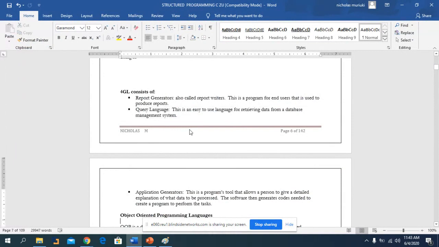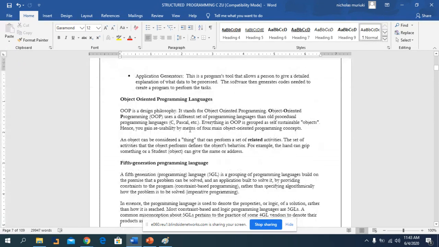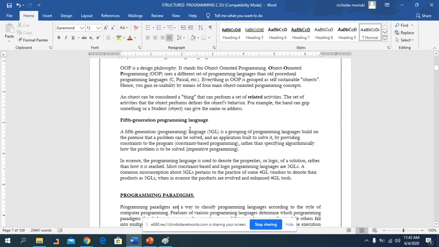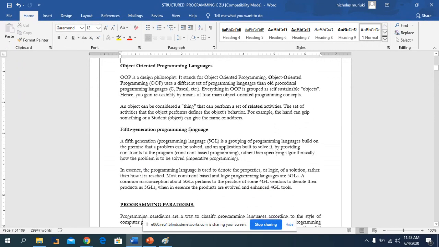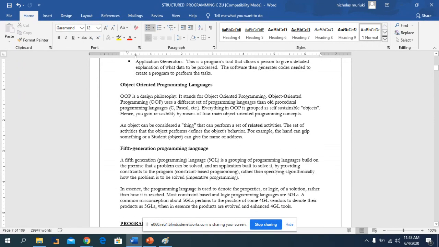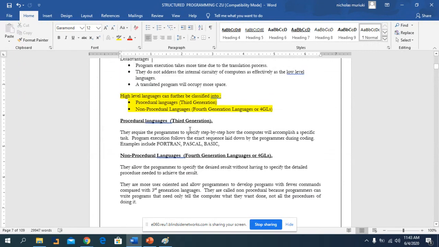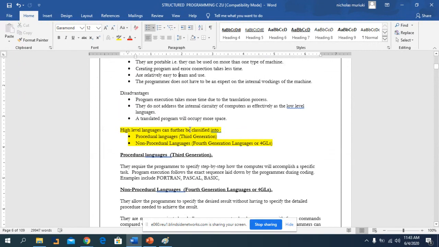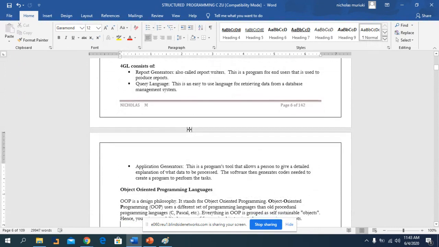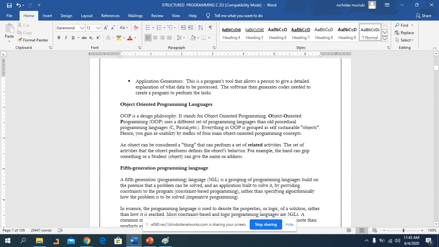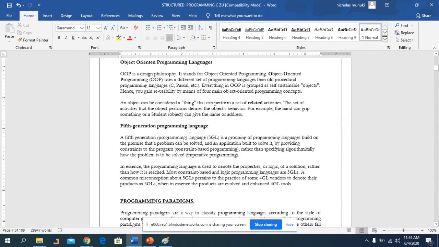So the next thing that we have is object-oriented programming. Object-oriented programming languages are programming languages that use objects. So these are the main languages that we have. One, we have low-level languages and high-level languages. In high-level languages, we have said we have procedural and non-procedural, while we still have programming language like object-oriented programming.